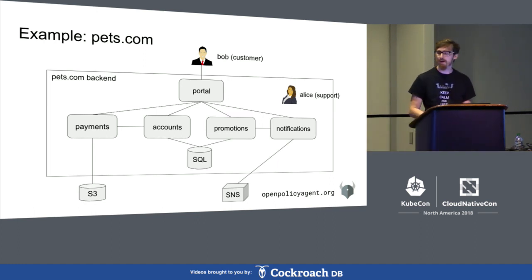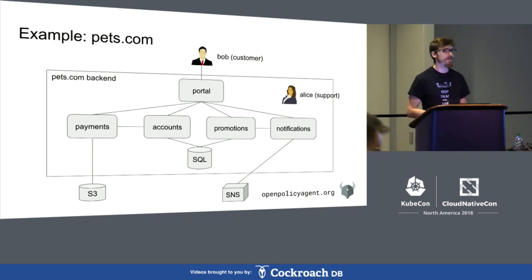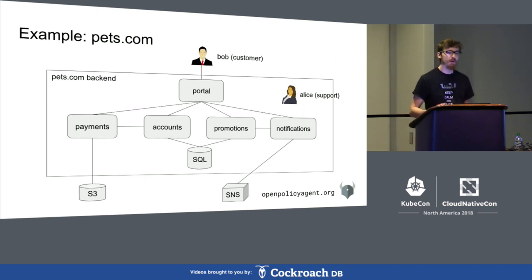And then there's Alice, and Alice is a customer service rep. She answers questions that Bob has, and she also debugs problems in the system when Bob can't order pet food. We've built this backend for pets.com following a microservice architecture. So we have a service that handles payments and a service that handles user accounts and promotions and notifications and all these things. And we run our own database. We run Postgres for account data and promotion data. And we also leverage some cloud services like S3 and notification services and so on.